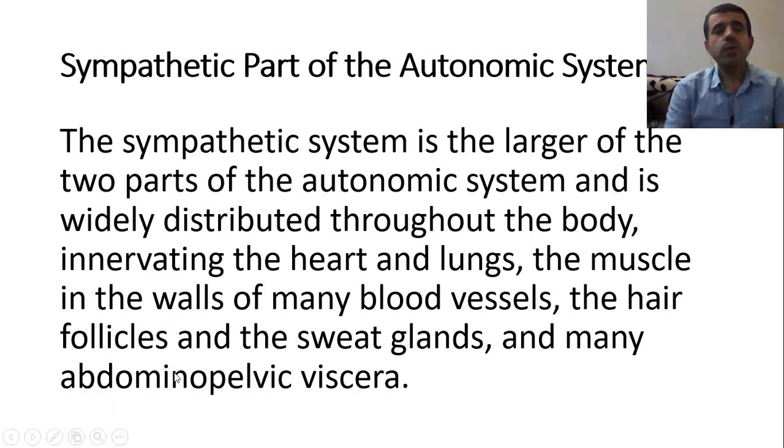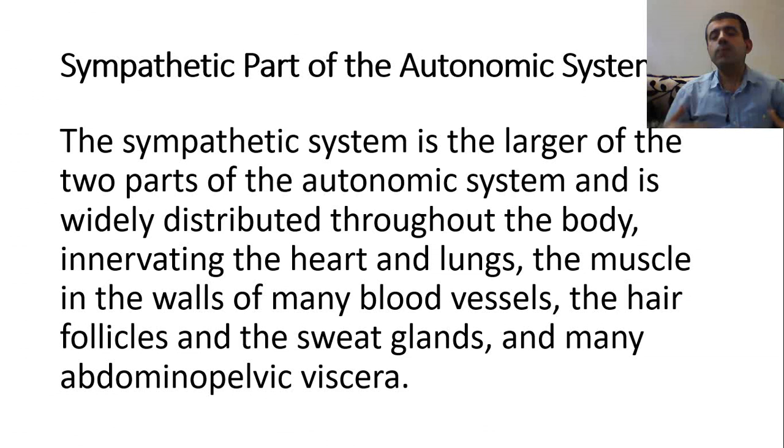Now we will talk about the sympathetic part of the autonomic system. The sympathetic system is the larger of the two parts, larger than the parasympathetic system, and is widely distributed throughout the body, innervating the heart, the lungs, the muscles in the wall of many blood vessels, the hair follicles, the sweat glands, and many abdominopelvic viscera.